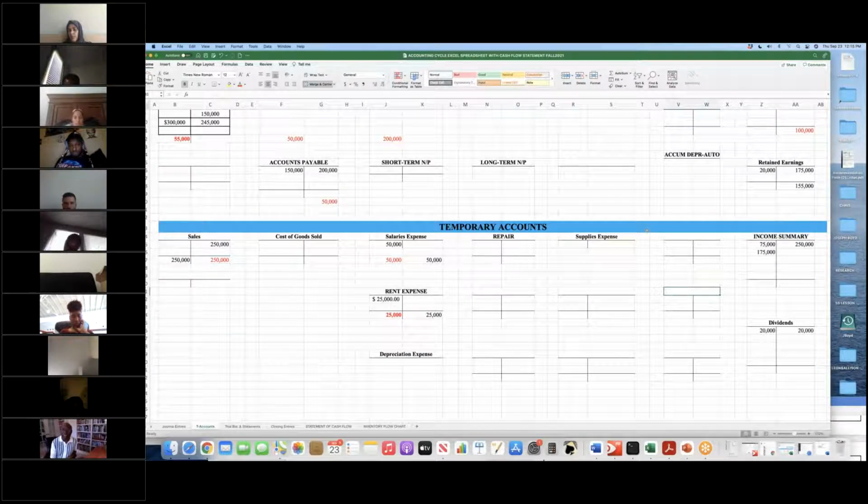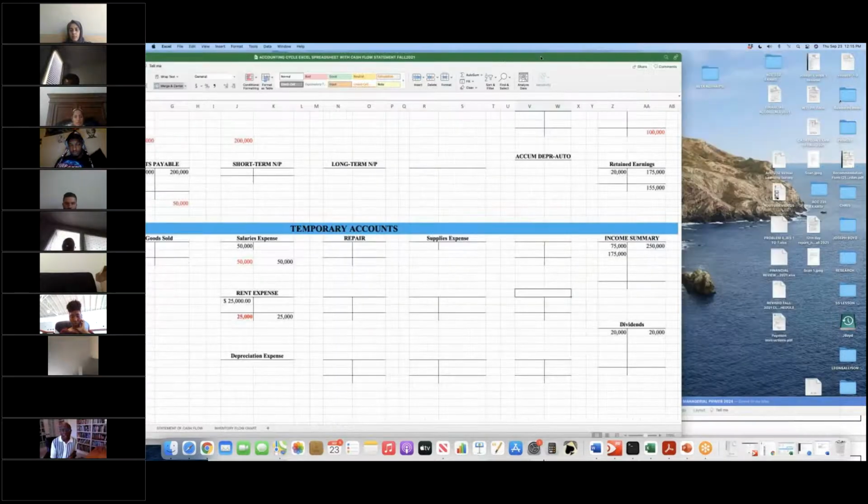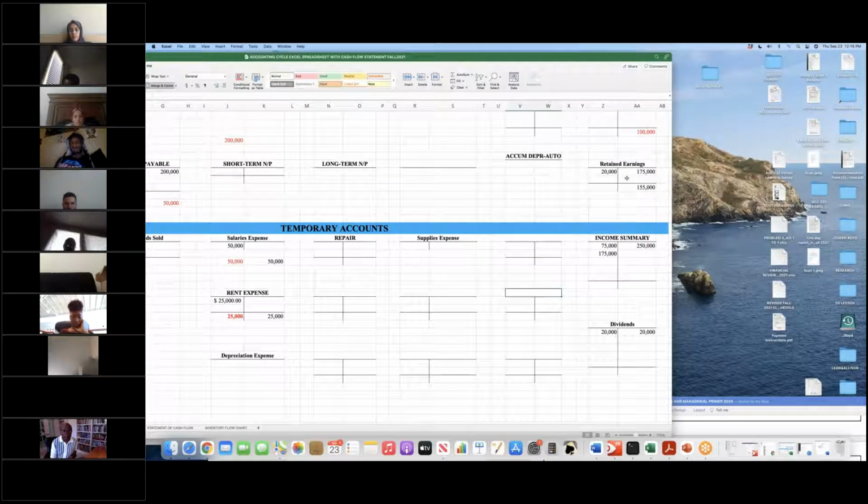Every company in the world does this. They make journal entries, they post to the ledger, they do a trial balance, they do financial statements. And then, you've heard about closing out. Yes, they close out all of these temporary accounts and put an amount in retained earnings. Every company in the world, large, small, Microsoft, mom and pop, they do this. And so now retained earnings has 155,000.